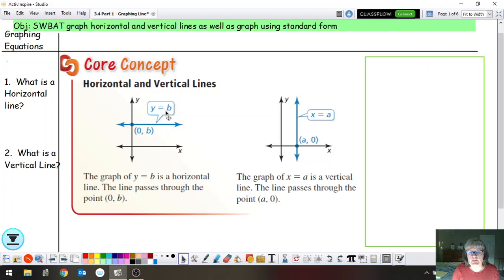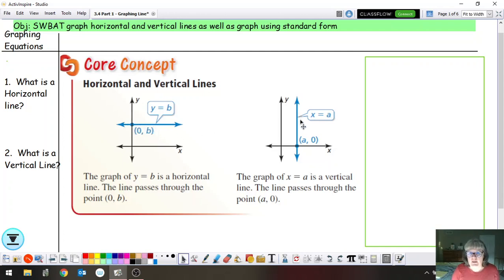B is going to be some number, and that number is going to correspond to the y-intercept. Now the y-intercept is going to have the ordered pair (0, b) because on the y-axis, x is always 0. So wherever we're crossing the y-axis, that's the b value.